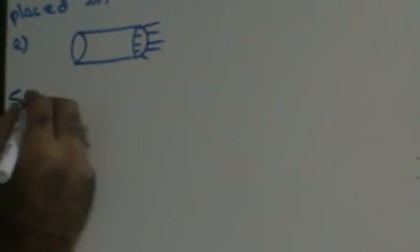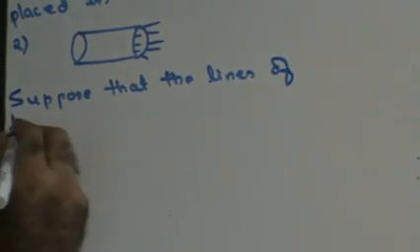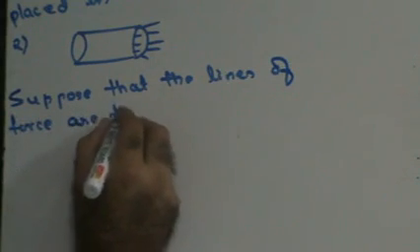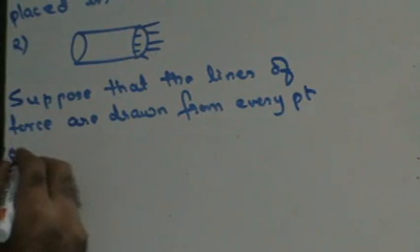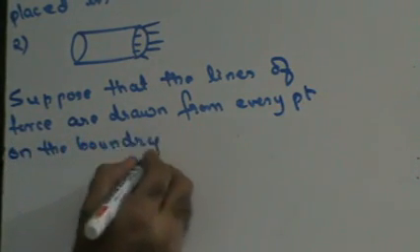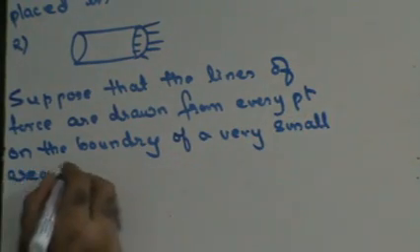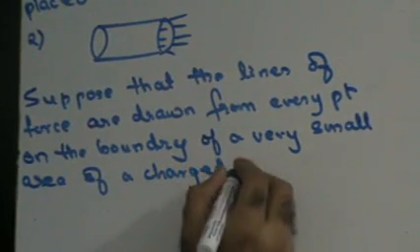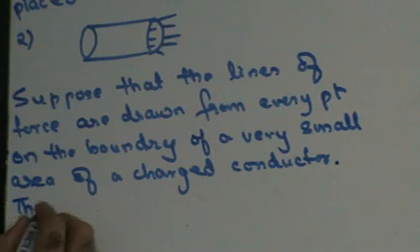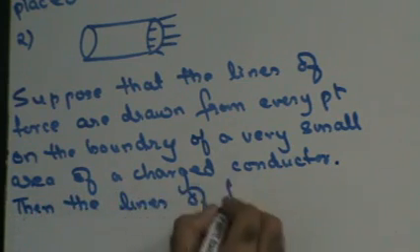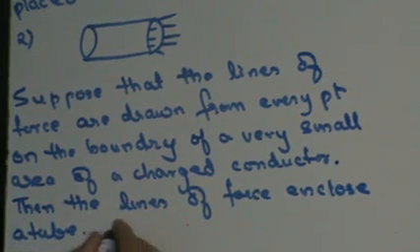Right? So, suppose that the lines of force are drawn from every point on the boundary of a very small area of a charged conductor. Then the lines of force enclose a tube. Such a tube is called as tube of force.